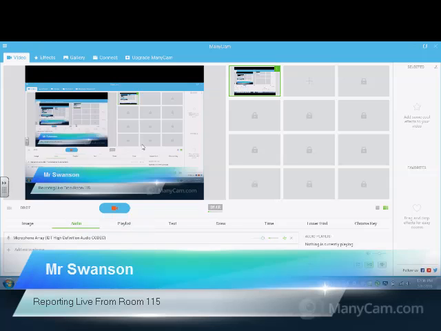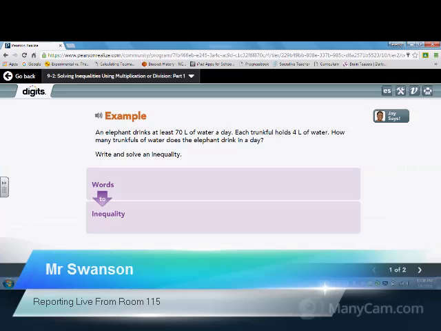We are looking at Inequalities, Lesson 9-2. What we are going to talk about is translating verbal phrases, words to inequalities, and then solving some simple one-step inequalities using multiplication and division. First thing we're going to look at is this.